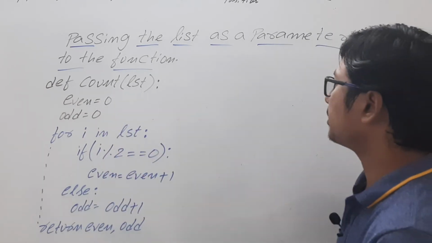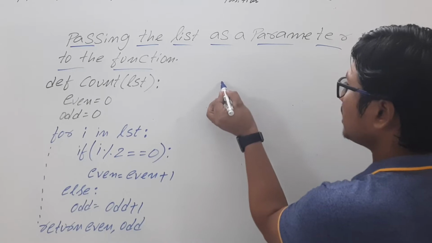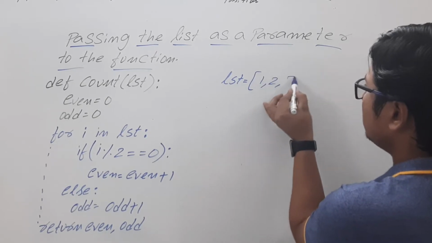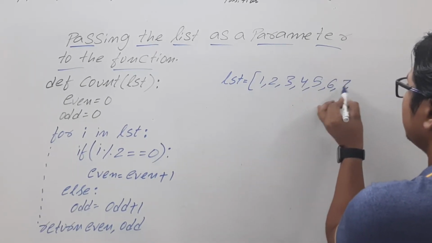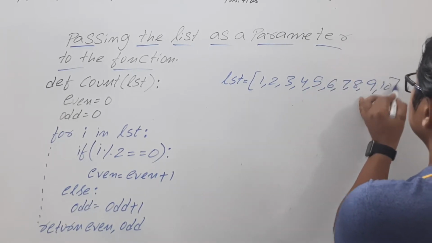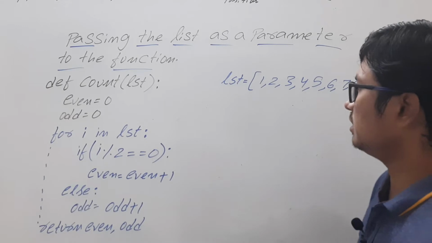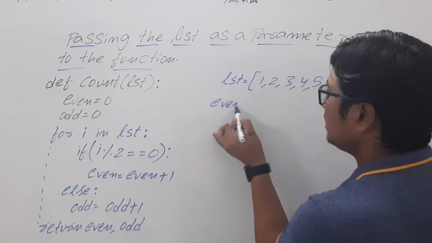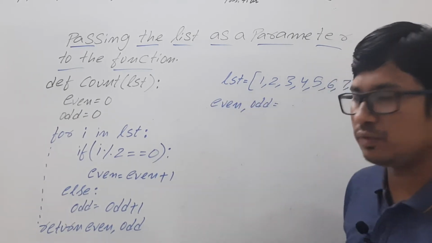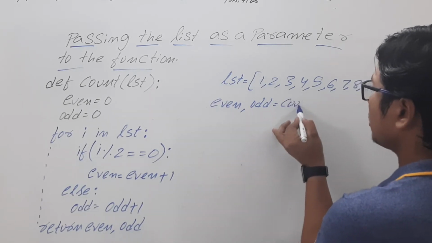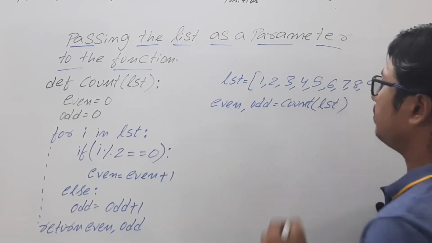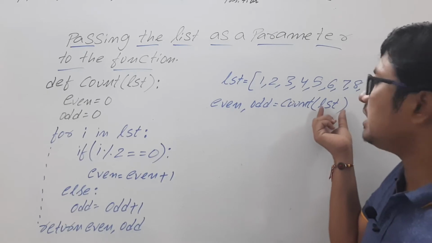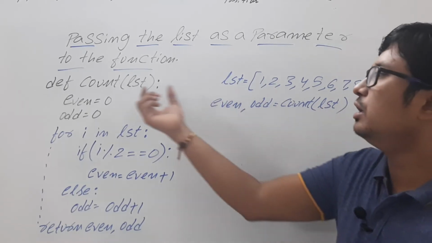Now let me write the main program. I need to create a list called lst, and I can write the elements 1, 2, 3, 4, 5, 6, 7, 8, 9, 10 like this. So these are the list of elements. Then this function will return two values. So I can write even comma odd is equal to calling the function count and passing the parameter lst, which is a list. So this is the way you can pass the entire list of elements as one parameter to the function.